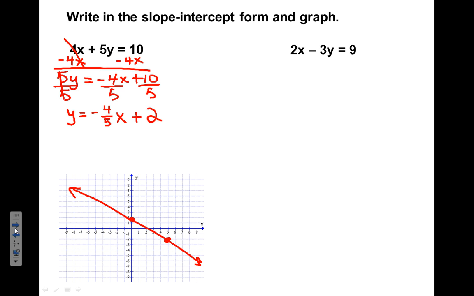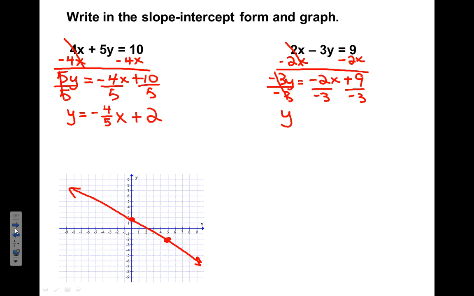So the first thing we have to do is subtract 2x because we're solving for y. So we subtract 2x from both sides. We have negative 3y is equal to negative 2x plus 9. The opposite of multiplying by negative 3 is to divide, so I'm going to divide all three parts by negative 3. So negative 3's cancel on that side, and we have y is equal to, here two negatives make a positive, so we've got 2/3 x minus 3.